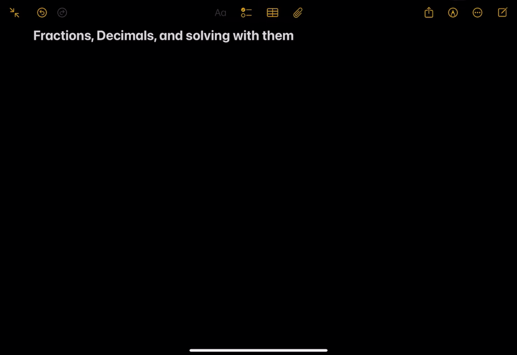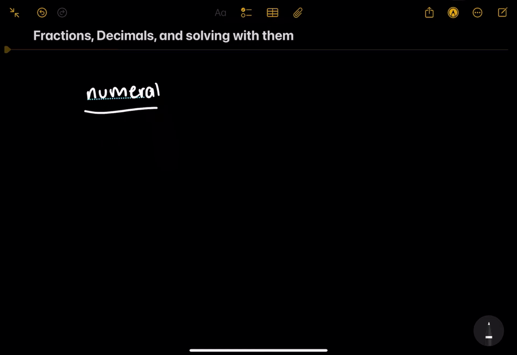You may be wondering what's a fraction. Well, a fraction has two parts to it: the numerator and denominator. There's going to be this line, okay, and on top is the numerator, and then the bottom is the denominator.